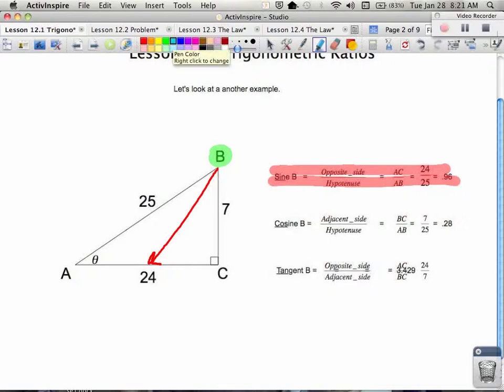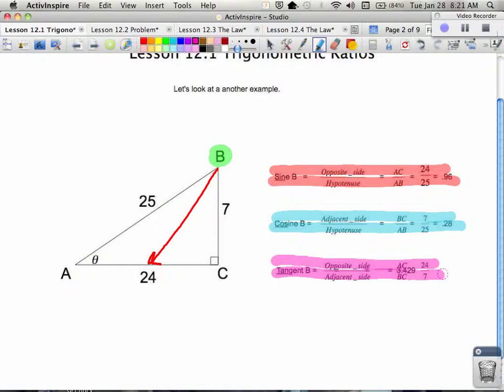Likewise, as I look at angle B again, the adjacent side is going to be 7, and the hypotenuse never changes, it's 25. And so I take 7 over 25, or in other words, 0.28. And finally, in this grouping, if I look at angle B and I say, what's the tangent? That's my opposite side, which we learned earlier was 24, over my adjacent side, which is 7. So 24 divided by 7, or 3.429.